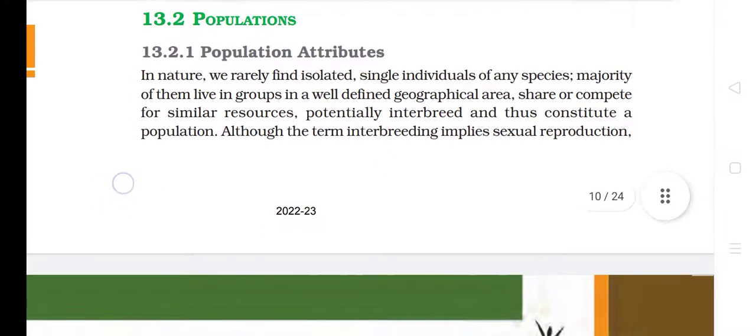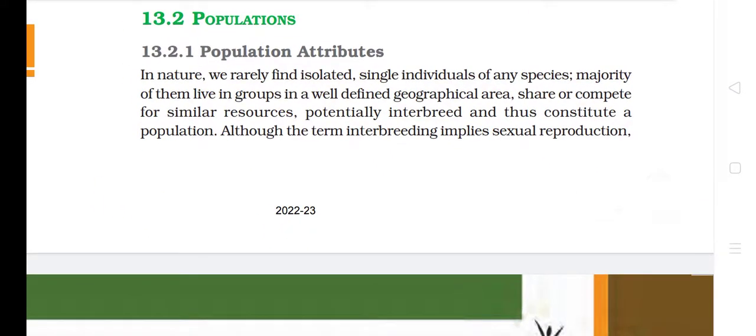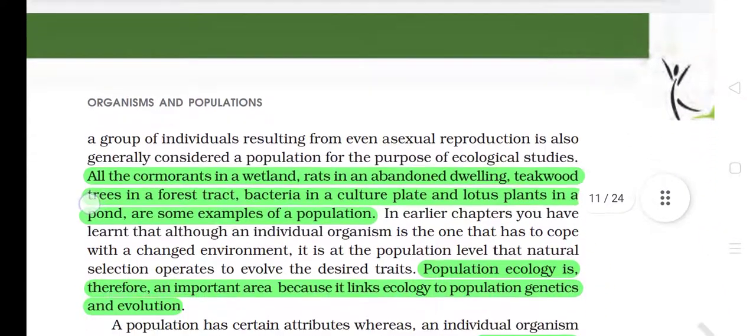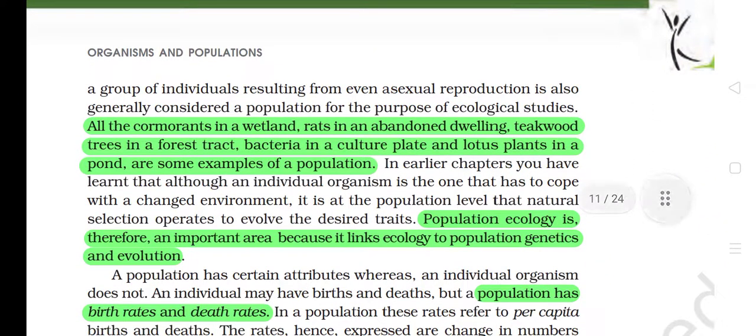13.2.1 Population Attributes. In nature we rarely find isolated single individuals of any species. The majority of them live in groups in a well-defined geographical area, share or compete for similar resources, potentially interbreed and thus constitute a population. Although the term interbreeding implies sexual reproduction, a group of individuals resulting from even asexual reproduction is also generally considered a population for the purpose of ecological studies.